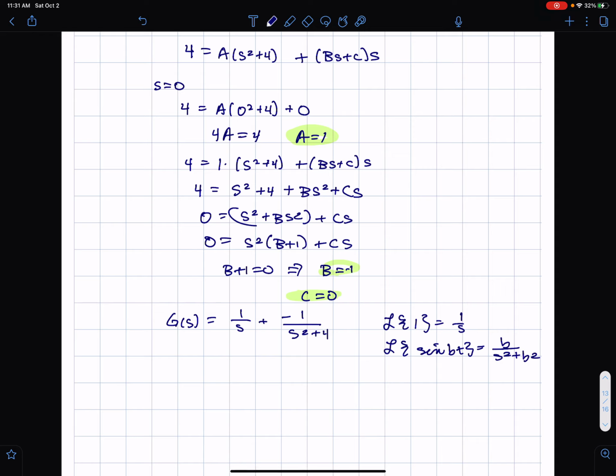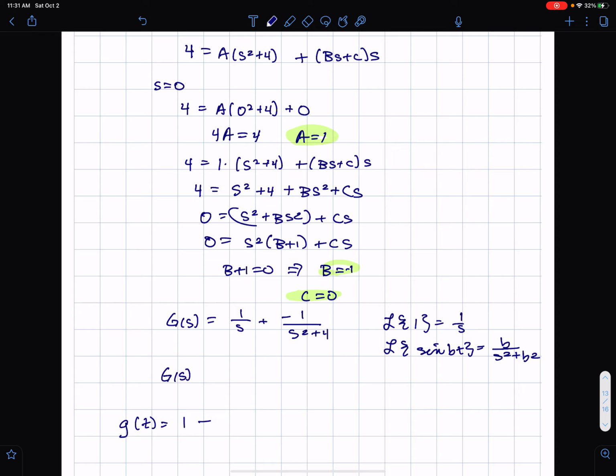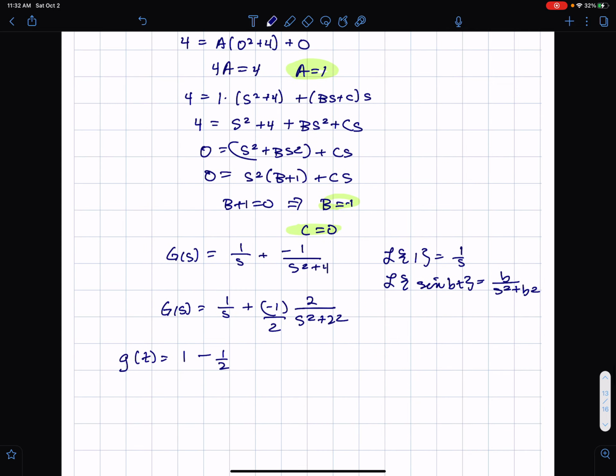So G of t is going to equal 1 minus the inverse Laplace transform of this, except I will put in another line here. G of s is equal to 1 over s plus -1 times 2 over s squared plus 2 squared, but I introduced a 2. So I multiply by 2, I have to divide by 2. So it's going to be -1/2. When I do the inverse, I'll get sine of 2t.